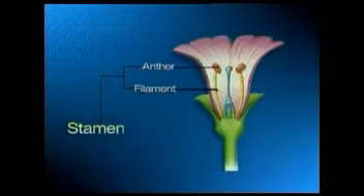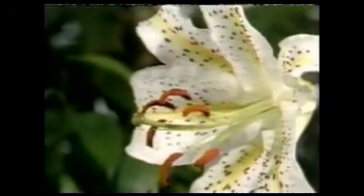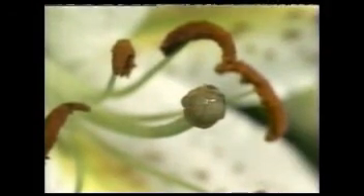Inside the ring of petals are the stamens. Each stamen consists of a stalk called the filament and a knob-like receptacle called the anther. The anther is located at the tip of the filament, and it contains the pollen grains, giving the anther a yellow color. The pollen grains are the male reproductive structures. Within the pollen grains are the male sex cells or sperms of the flower.